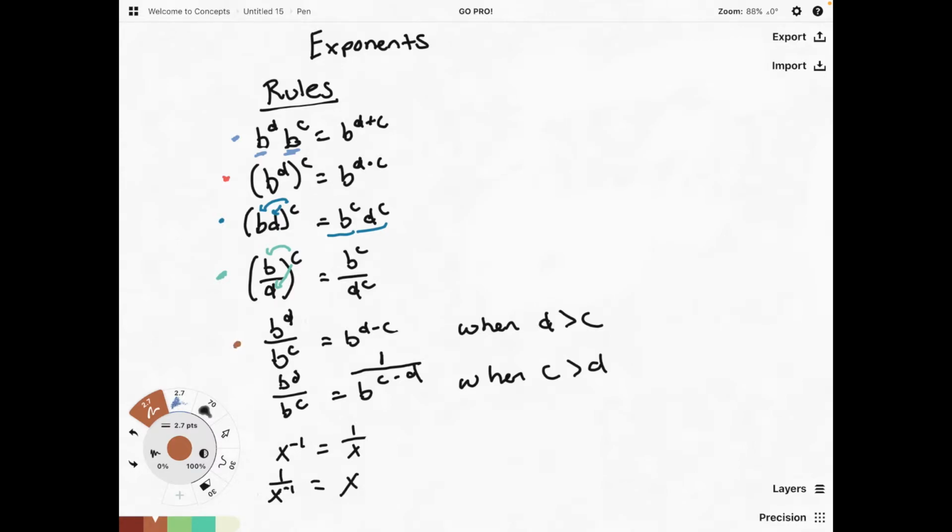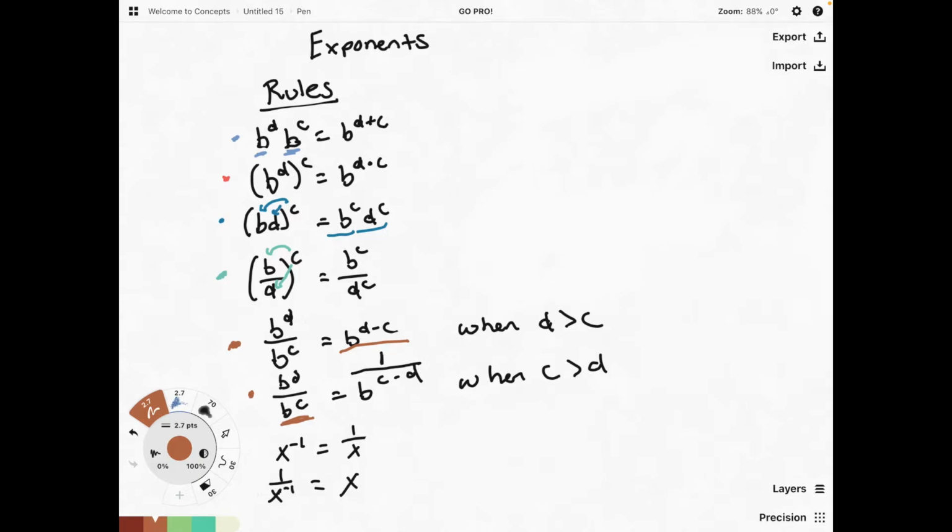Okay, looking at our next law, we have b to the d power divided by b to the c power. So if we have b to the d power divided by b to the c power, and d is greater than c, then we can subtract c from d. However, if we have b to the d power divided by b to the c power, and c is greater than d, then we have to move down to the larger number, which in this case is b to the c. Therefore, we rewrite this as 1 over b to the c minus d.